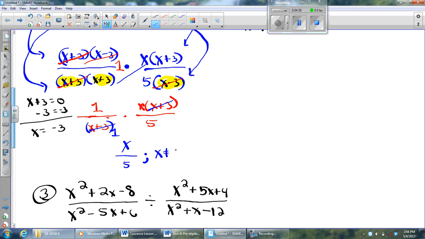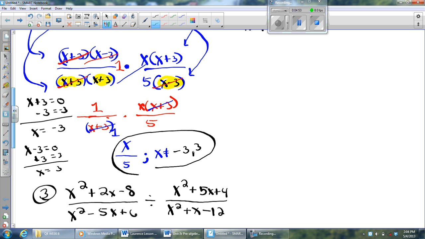So x cannot equal negative 3. Now, this one here is the same restriction. I don't need to list it twice. But then I have an x minus 3 over here. Well, will x minus 3 equal 0? Well, I think that'll happen when x is 3. And so therefore 3 is the other restriction. And there is my answer.